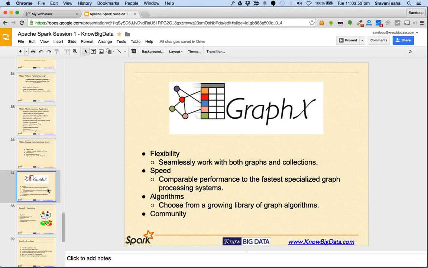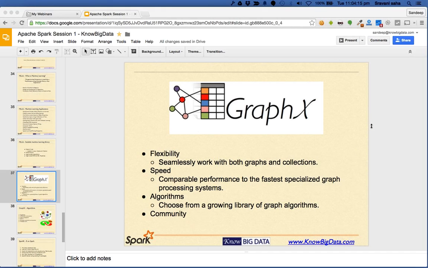Next is GraphX. GraphX is another beautiful and most powerful library available for processing graphs. Graph as in, it's not a database. It's not a graph database as you must have heard about in NoSQL. It's a graph library. You represent your graph in the form of RDDs, in the form of vertices, in the form of nodes, and then you churn them. You try to find the path, and you can do a lot of beautiful operations on that graph. It can work seamlessly on both graphs as well as collections. It's fairly fast, probably the fastest graph processing system available.